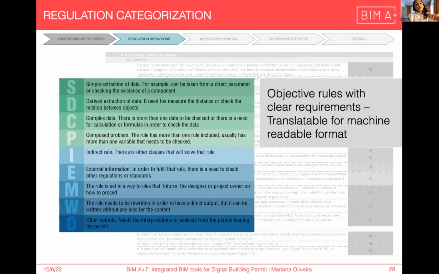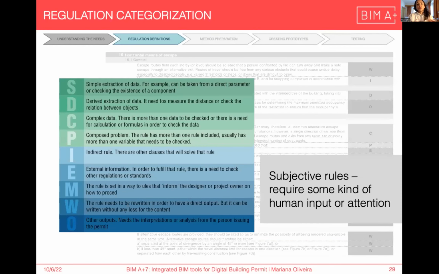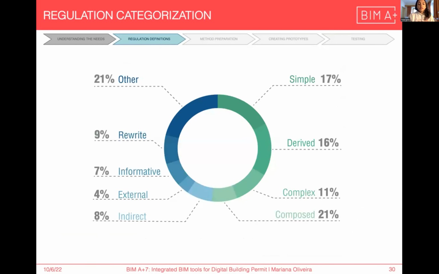The green ones are the objective rules. They have clear requirements, so they are easier or more complex, but they are directly translatable to a computer format. The blue ones are the subjective rules. They will require some kind of human input, or just information about something. Based on that, we found out that basically half of the regulation can be translated, but the other half is still very subjective.